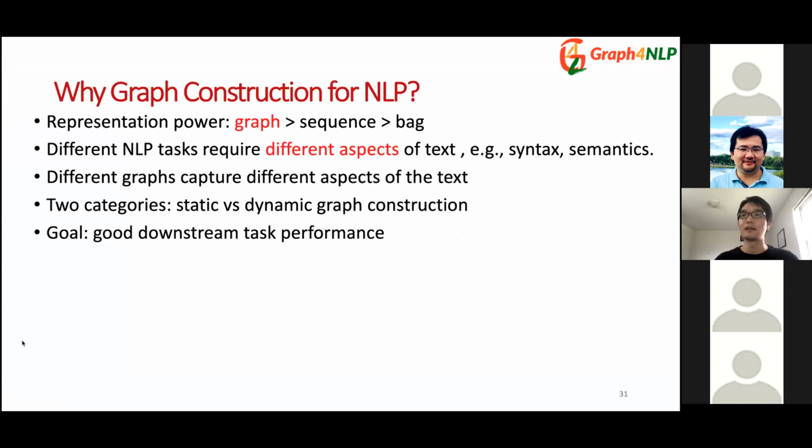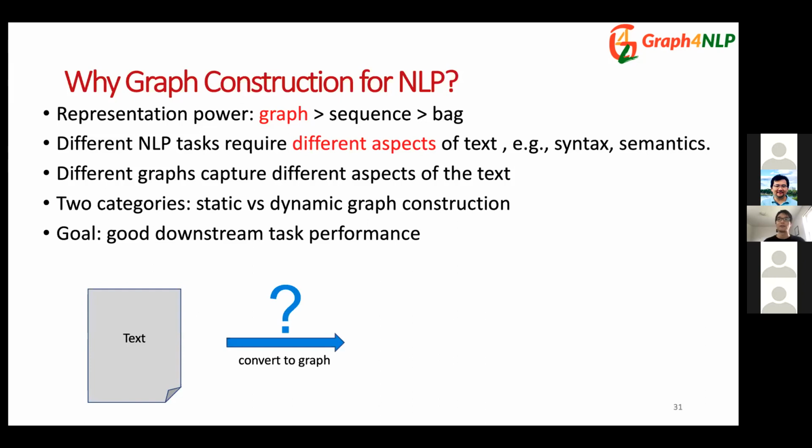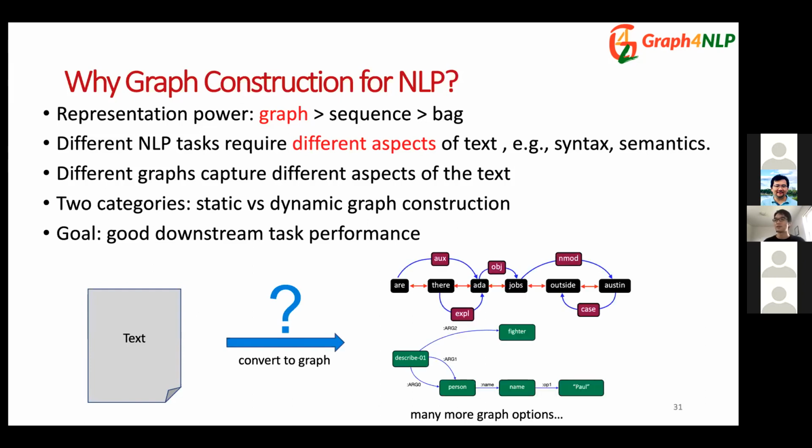First, let's talk about graph construction for NLP. As Yingfei introduced, there are three typical ways of representing text: bag, sequence, and graph. Among all three approaches, graph has the strongest representation power because it can capture rich and diverse information about the text. We also know that different NLP tasks require different aspects of the text, such as syntax and semantics. In the meanwhile, different graphs capture different aspects of the text. Therefore, how to convert a text to a graph is an important yet challenging question, which really depends on what aspects of information we want to capture in our text graph.